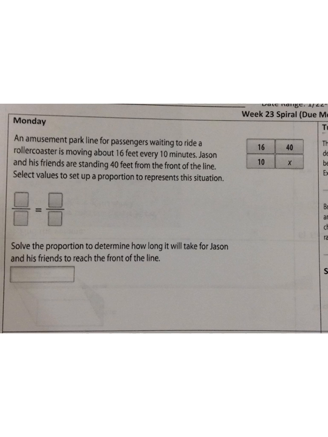Monday, an amusement park line for passengers waiting to ride a roller coaster is moving about 16 feet every 10 minutes. Jason and his friends are standing 40 feet from the front of the line. Select values to set up a proportion to represent this situation. So the first question that's going to come up, you're going to use these values here and write a proportion to represent this situation.